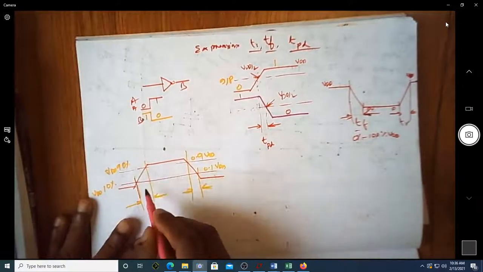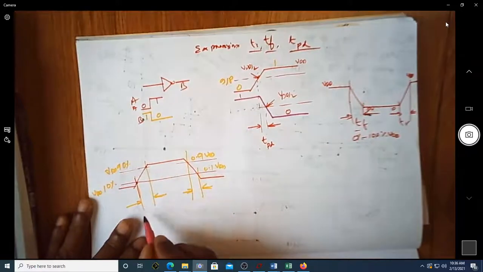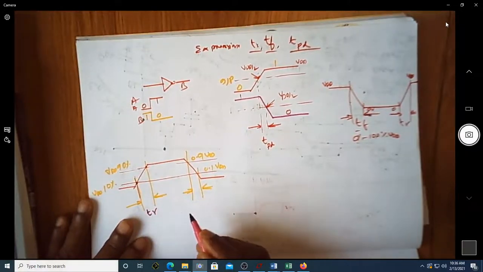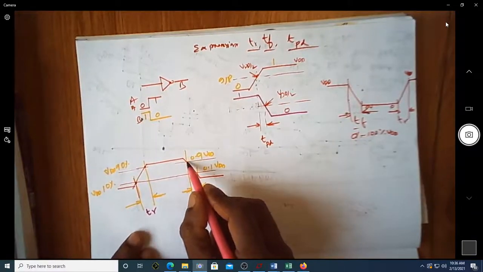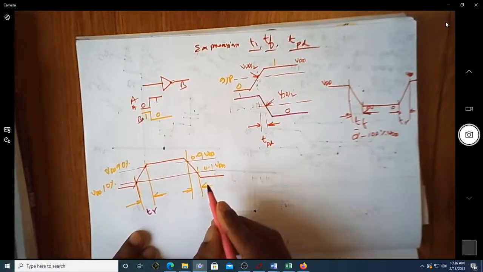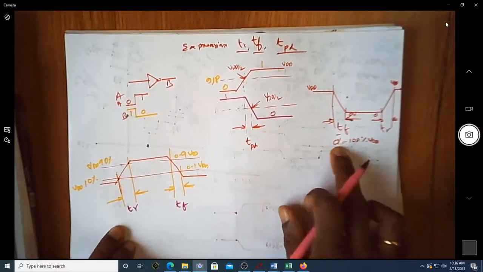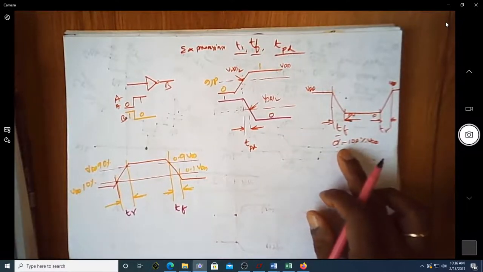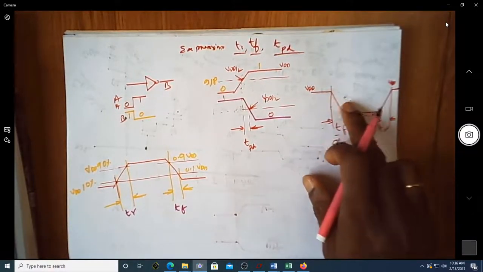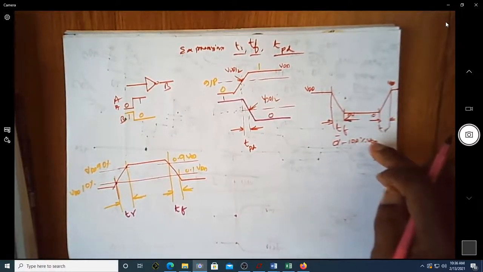Now you define the rise time as the time taken by the device to go from 10% of VDD to 90% of VDD. And the time taken by the inverter to drop from 90% of VDD to 10% of VDD is defined as fall time, instead of 0% to 100%. Because if you wait till it goes to 0%, it may take a long time, and if you wait till it reaches 100%, it may take longer.